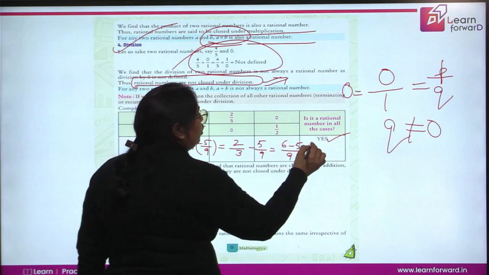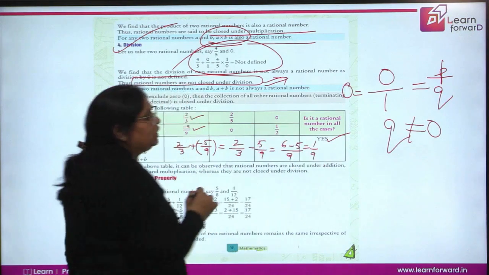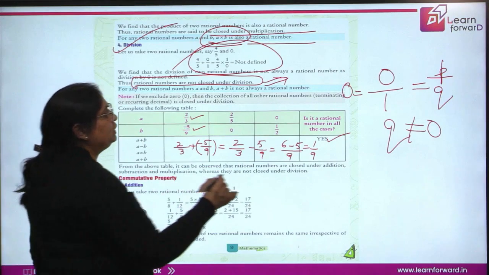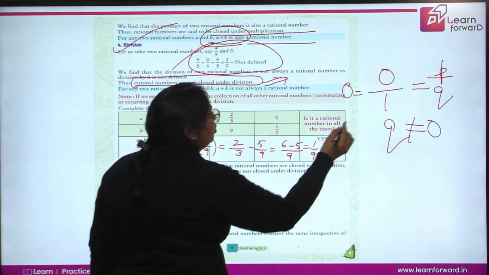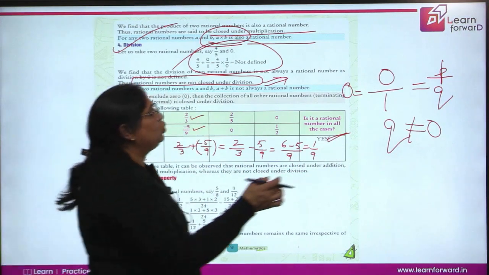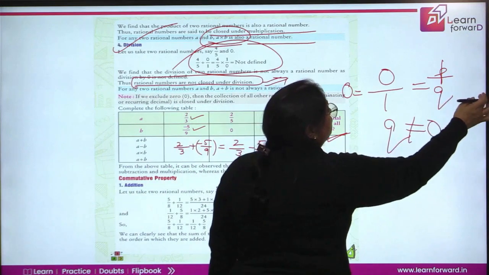This is 1 upon 9. So it is a rational number. Hence, we have seen the answer is yes. You can do all the similar questions.